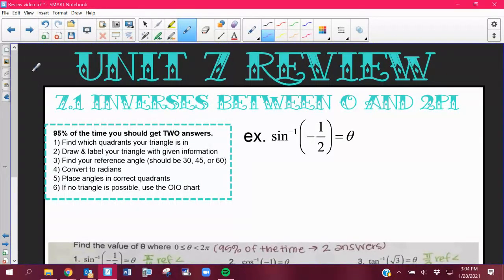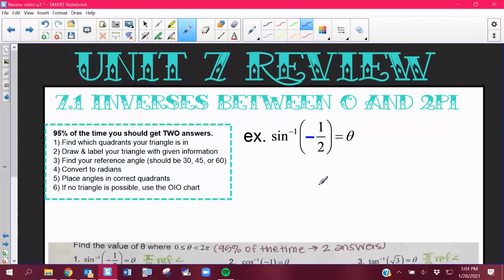So again, this was the time when 95% of the time you should be getting 2 answers. There are very few cases where you won't get 2 answers, and most of the time that deals with those ones and -1s. So the first step that you should do is think about what quadrants your triangle should be in. So when you look at this particular problem, again, you see that there's a negative inside the parentheses.